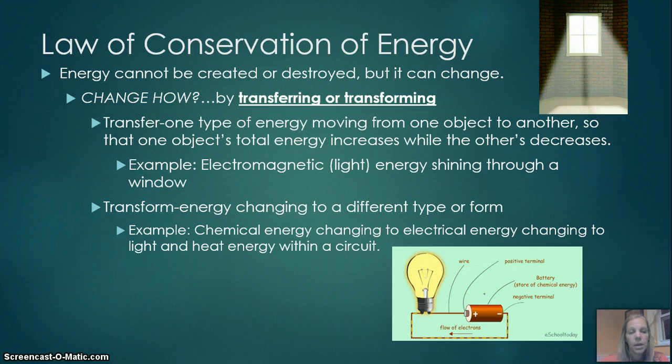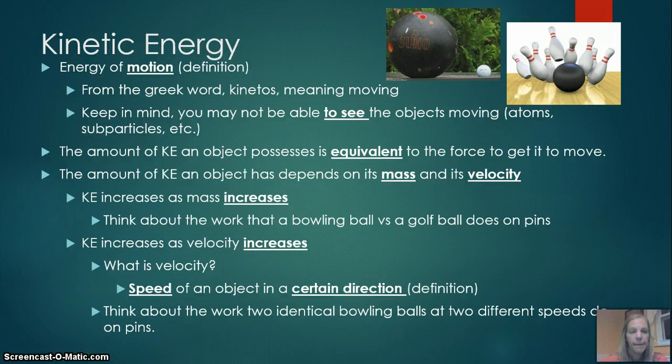Transform. That means that one energy is changing to a different type or form of energy. An example of this is down below in the diagram of a circuit. So we have chemical energy in the battery, transforming into electrical energy as it flows through the wires, transforming also into light and heat energy inside the bulb.